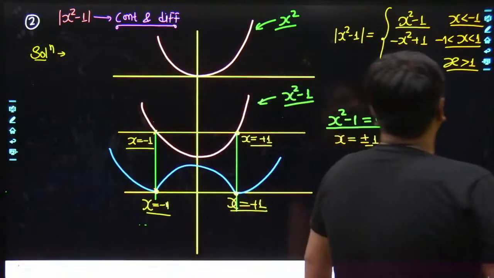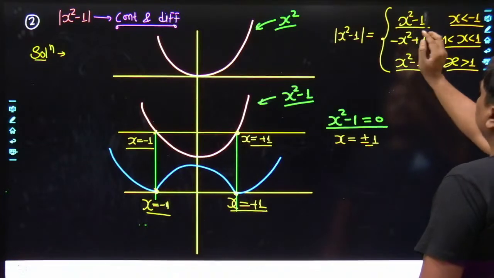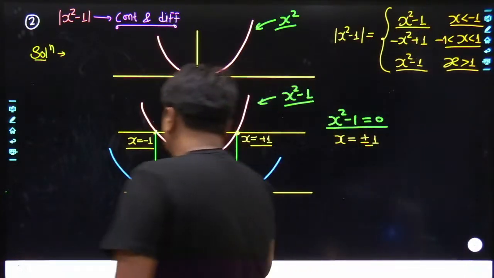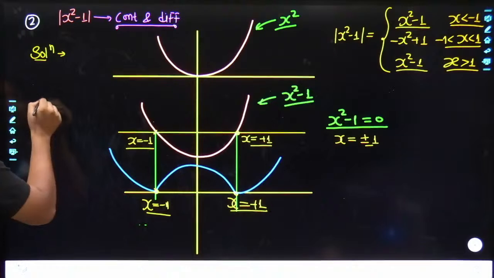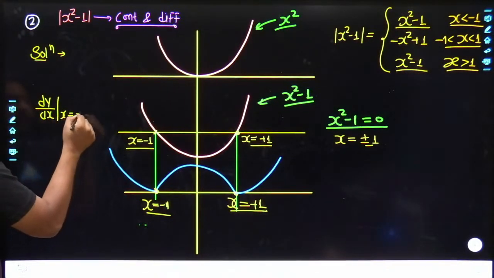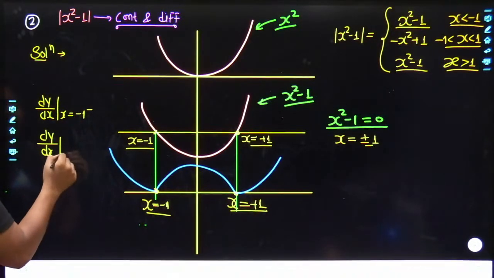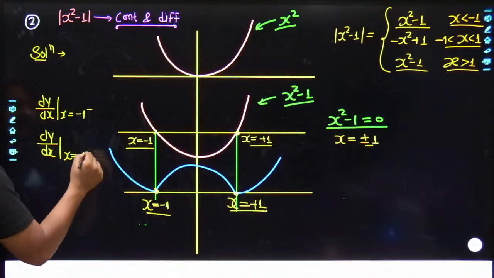If you are not able to understand this, you can do it by mathematical calculation. See, if you take LHD, or you can say the differentiation of the function at x equals minus 1 minus, dy by dx at x equals minus 1 plus.